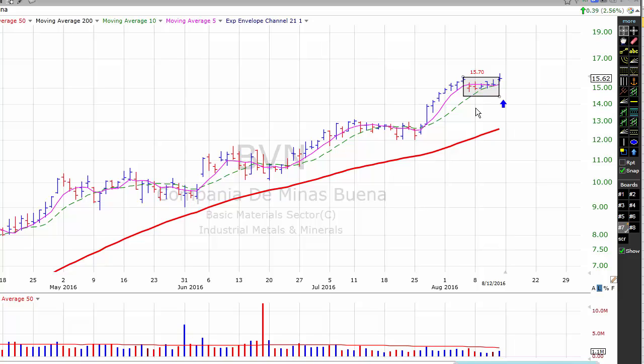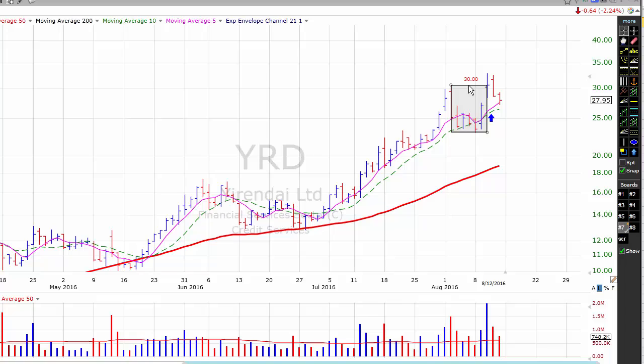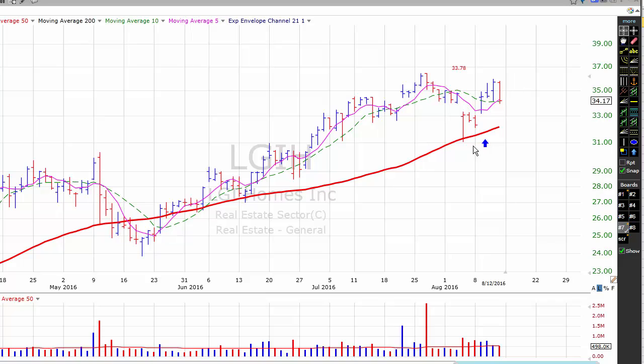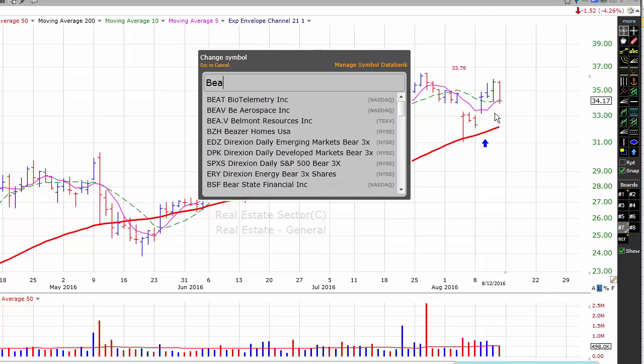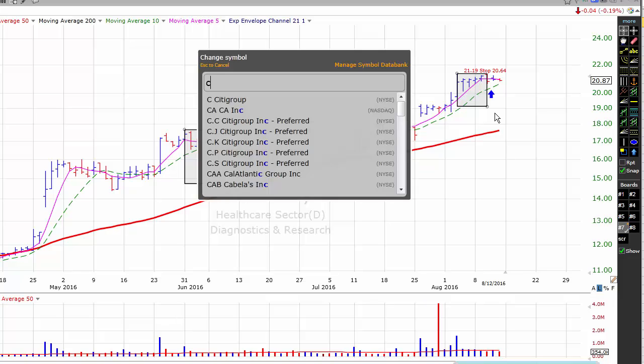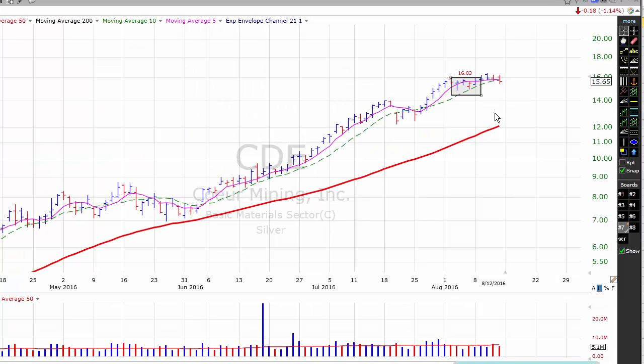On Friday, we stopped out of YRD when it closed 6.92% below our trigger price, violating our 3% stop rule. We were stopped out of LGIH when it closed below its 5-day simple moving average. We took a small profit on LGIH. We were stopped out of BEAT when it closed below its 5-day simple moving average, took a small loss. And finally, CDE, we were stopped out of when it closed below its 5-day simple moving average, and we took a small loss on that.